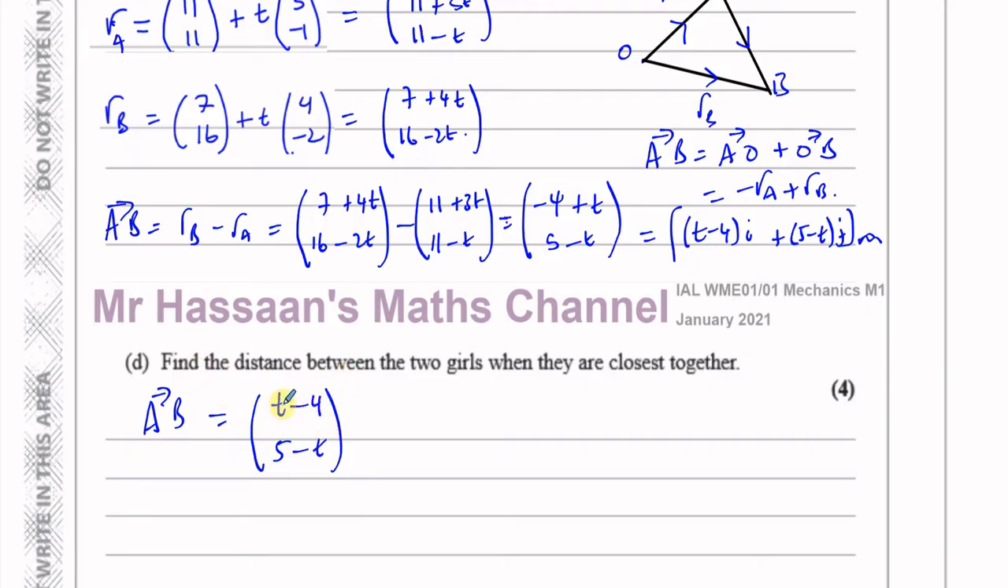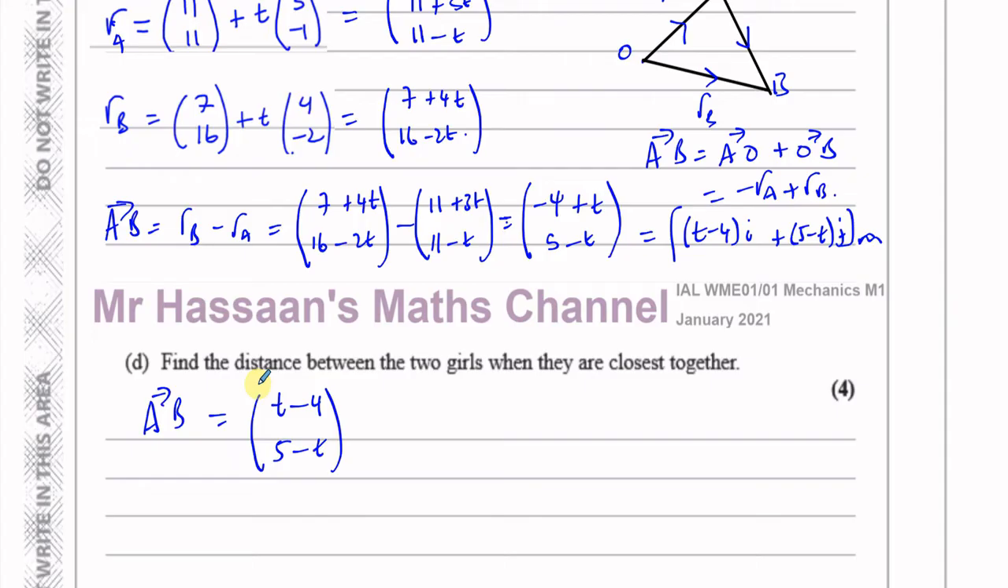So if I put t equals 4 here, the position vector of how to get from A to B will be (0, 1), for example. If I put t equals 10 here, (6, −5). So whatever value of t I put in here will tell you how to get from A to B.